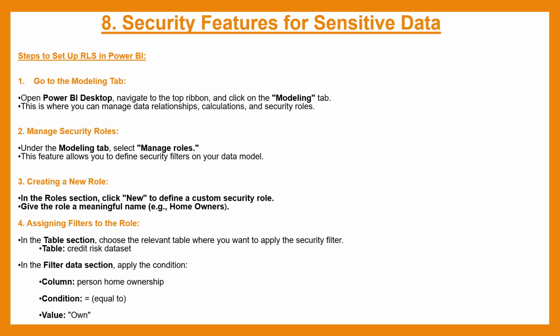So these are the steps which I have performed. First, go to the Modeling tab, where you can manage data relationships, then select Manage Roles, then click on New, which will define a custom security role, and give it a meaningful name, that is home owner. Then assign the filters. In the table section, choose the relevant table, that is the credit risk dataset. In the filter data section, apply the condition. Column is person home ownership, condition is equal to the value.